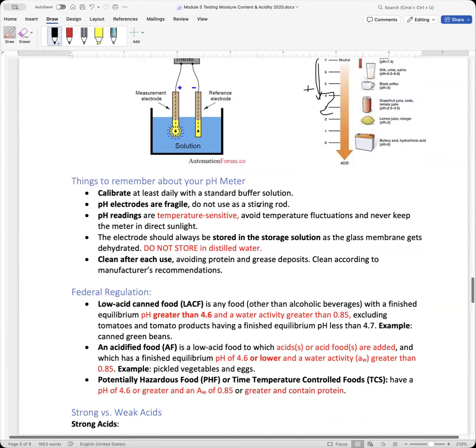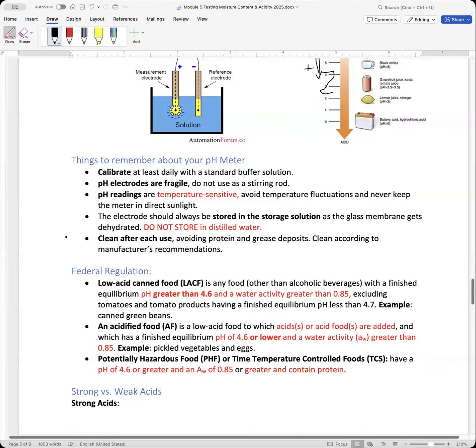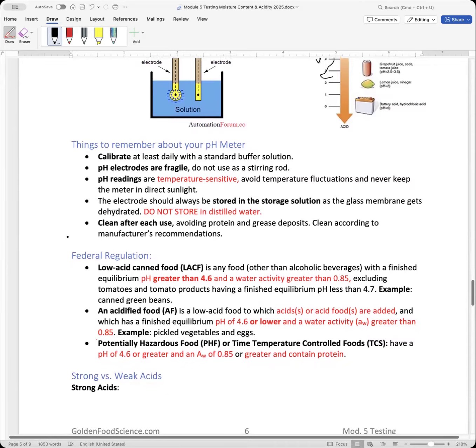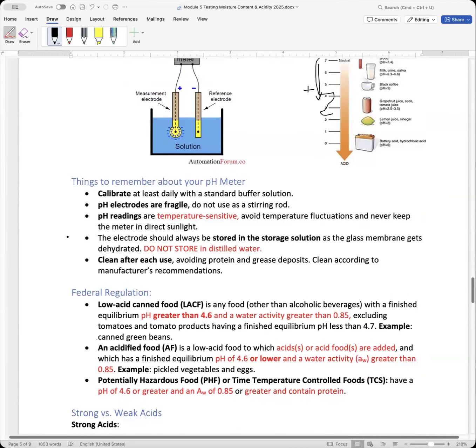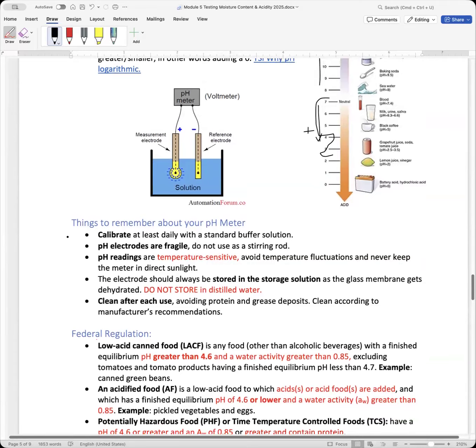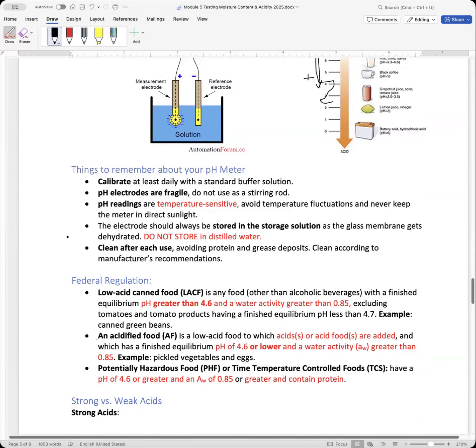pH readings are temperature sensitive, so it's very important that the temperature of the solutions, the foods that you're comparing, is always the same. They should never be stored in distilled water, so we store them in electrode solution or regular tap water. They should be cleaned well after each use, based on the manufacturer's recommendation. So if you're asked to work the pH meter, those are some important things to think about.